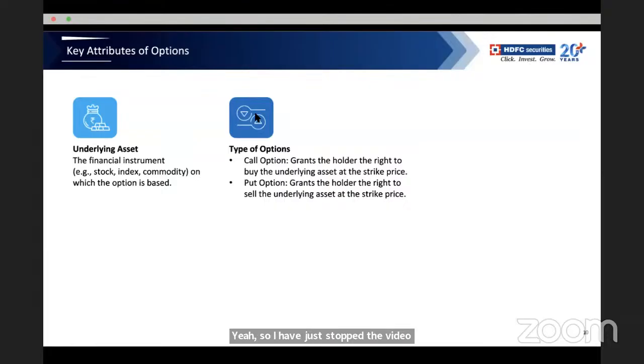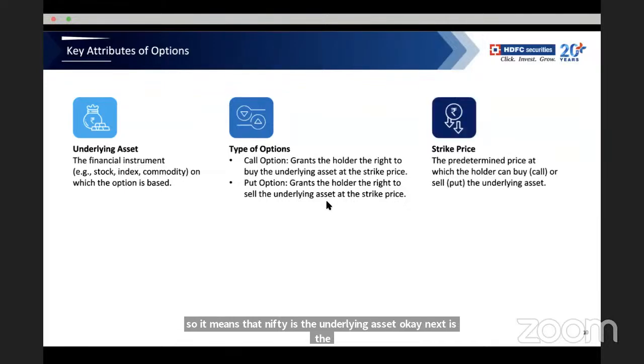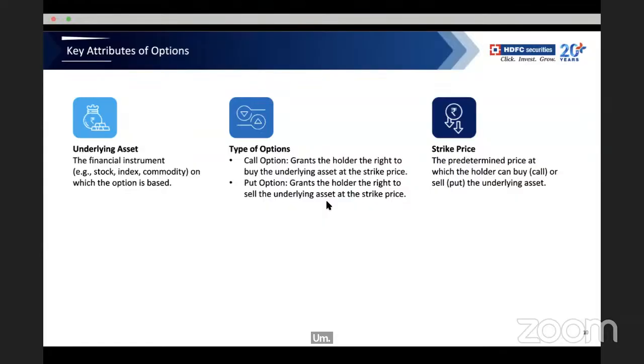Okay. Now, first is the underlying asset. If I talk about Nifty 25,000 call or Nifty 26,000 call, it means that Nifty is the underlying asset. Next is the type of option. There are two types of options, call option and put option. Call option grants the holder the right to buy the underlying asset at a strike price.